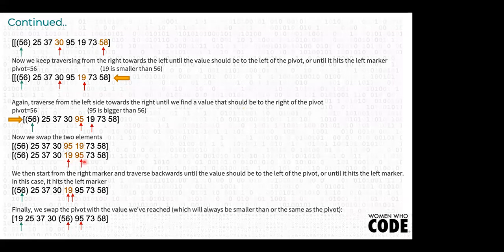Now again, we keep doing the same steps that we have done before until the value crosses or it hits the left marker. So here in our case, it has already hit the left marker from 95. We have come to 19, and when we traverse from left to right, it's also 19. So the last step is to compare that with the pivot, and if it's lesser, then perform the swap. So here we have swapped 19 with 56.